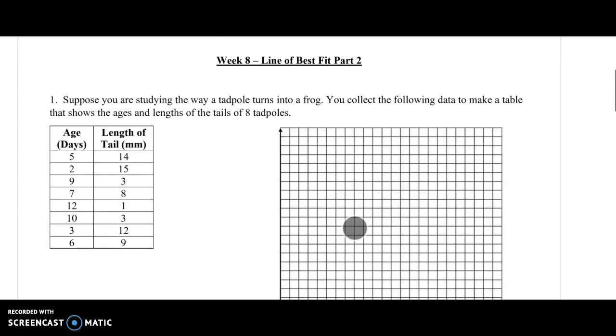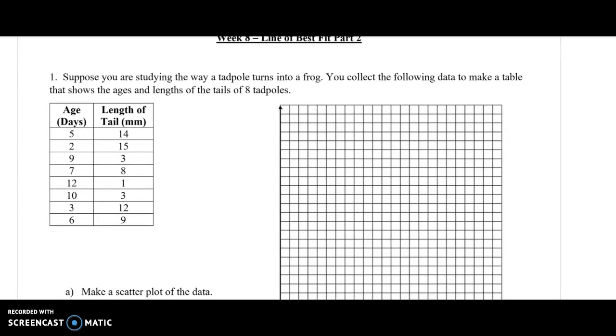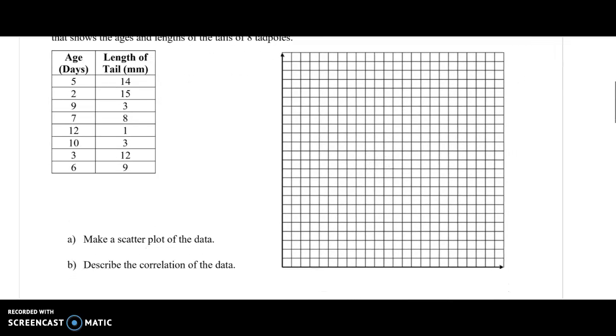Okay, so the first problem we're going to look at, only 2 problems we're doing today. Suppose you are studying the way a tadpole turns into a frog. You collect the following data to make a table that shows the ages and lengths of the tails of 8 tadpoles. So the first thing we're going to do is make a scatter plot.